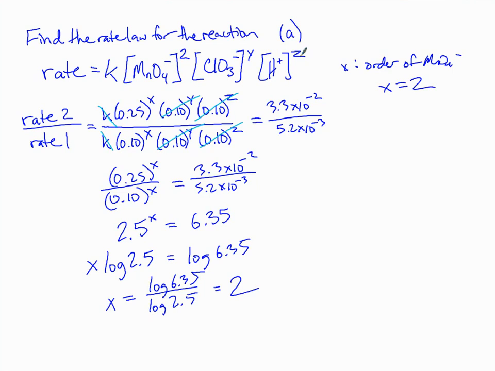What we did in the previous one, we compared rate 2 with rate 1, and most things were able to cancel out. And so we were able to get X by itself and compare the rates, and we found that the order was 2. So, duplicate this.